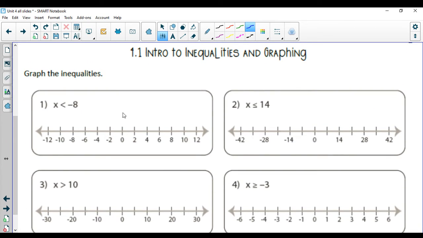Starting on page 2, you're graphing the inequalities, so you go ahead and look at your target number. Here I need to have an open circle on the -8, and I'm shading to the left because x is less than -8. Target number here is a 14. X is less than or equal to it, so I'm going to close in my circle, and I'm going to be shading down to the left.